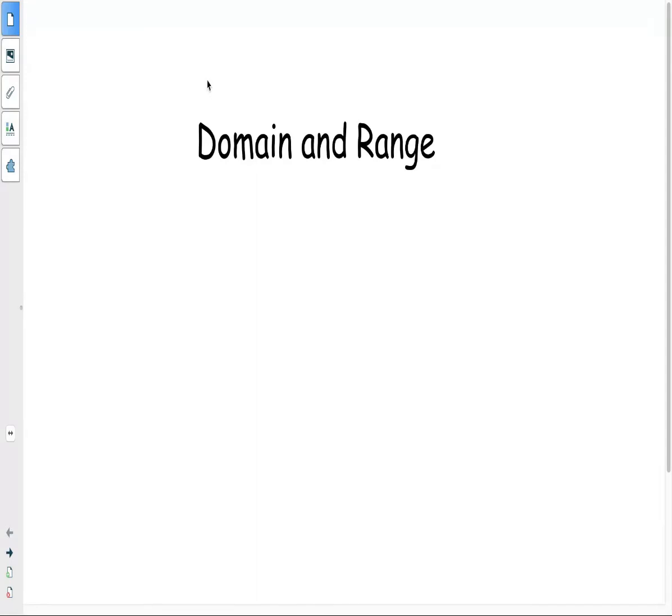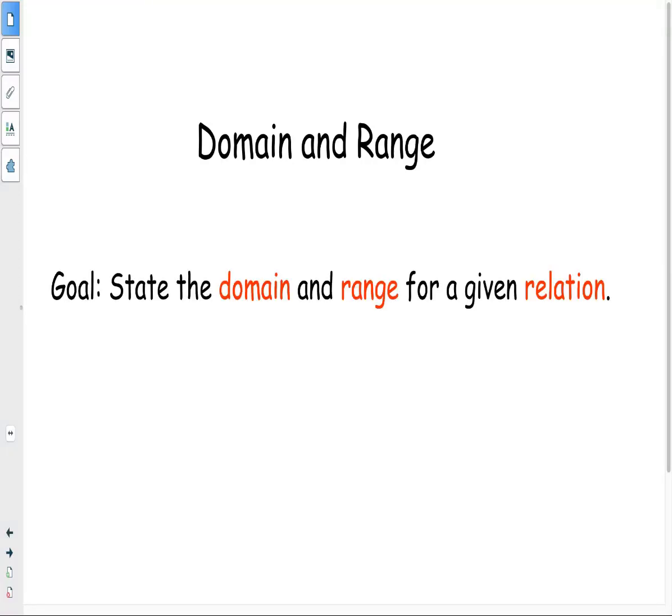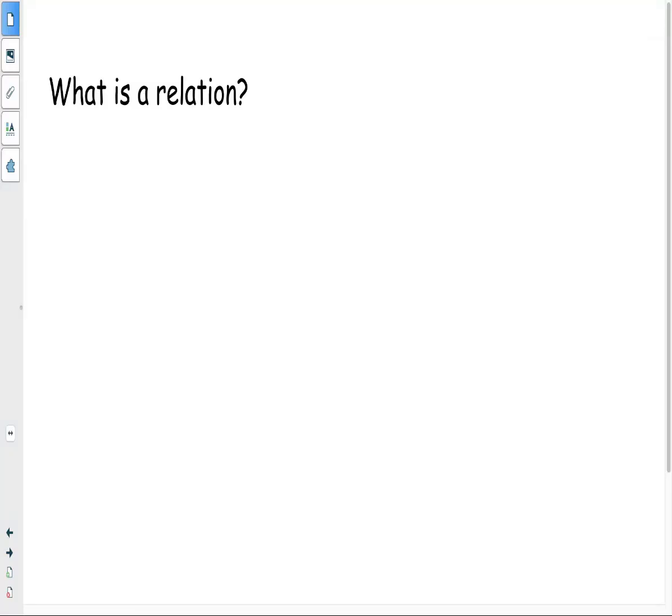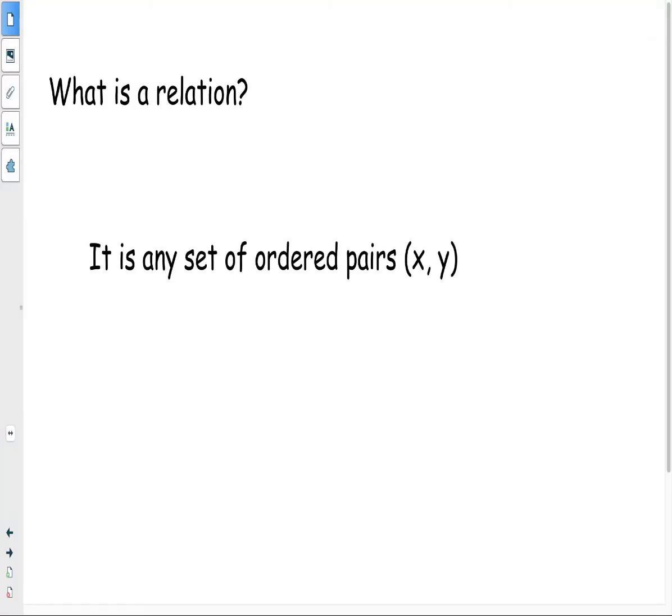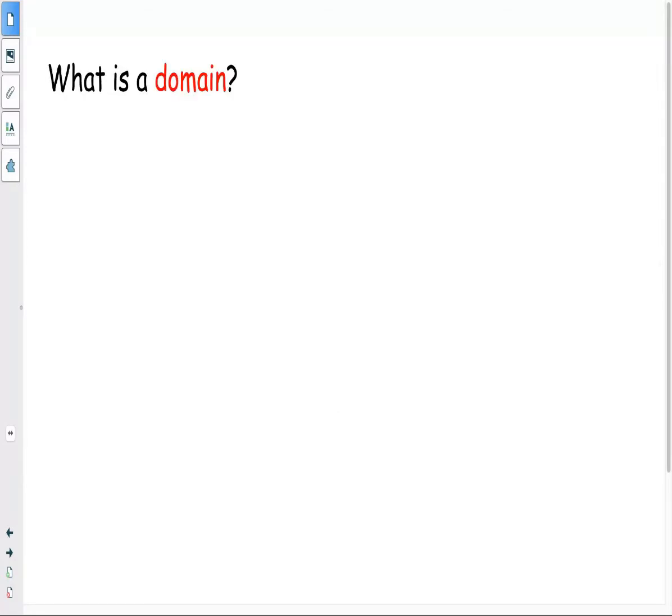In this lesson, we're going to be learning about domain and range, which are very important characteristics of all functions. The goal is that you'll be able to state the domain and range for a given relation. So your question might be, what is a relation? A relation is a set of ordered pairs, x and y values. As we can see here, we have three different ordered pairs: (3, 2), (4, 6), and (7, -1). These are going to be a relationship because they're going to relate to each other, making a function.